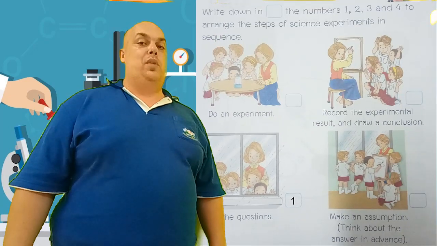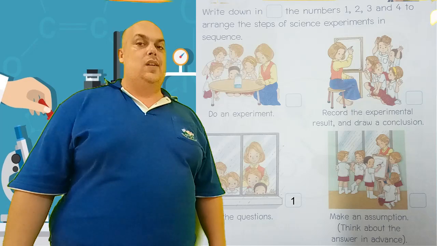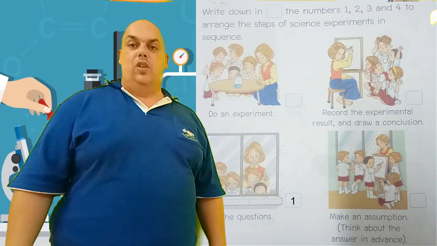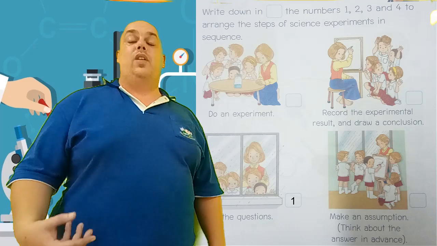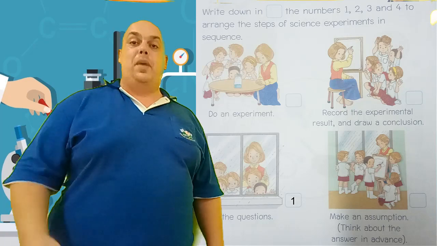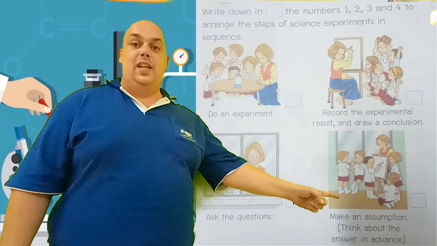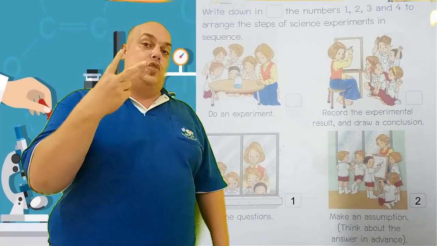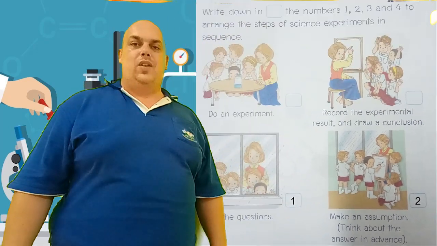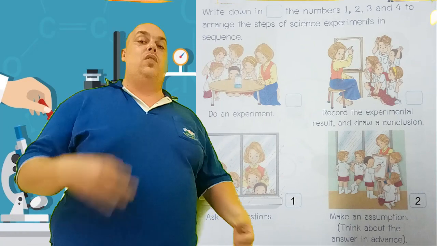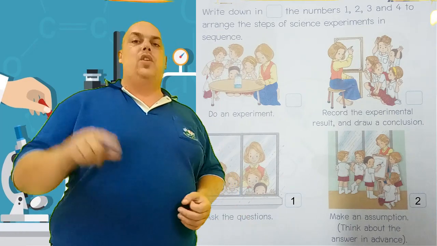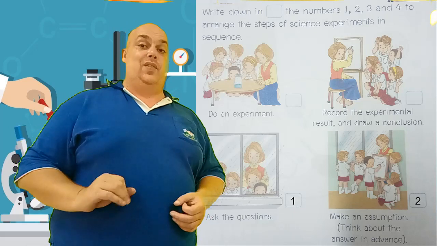Then which one is number 2? Do you remember? Yes, it's make a guess or make an assumption. Yes, so you need to make a guess or an assumption about what is going to happen when you do the experiment. So that one over there is number 2. Yes, number 2. Okay. Now the next ones I'm still gonna help you. I'm still gonna read and give you the answer, but I'm not gonna write it down. You have to write it down by yourself.